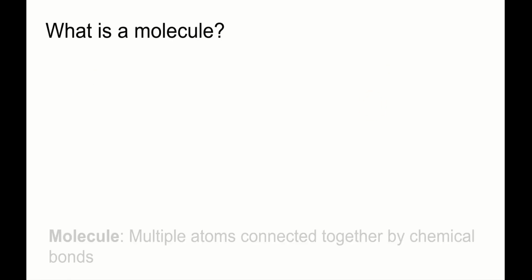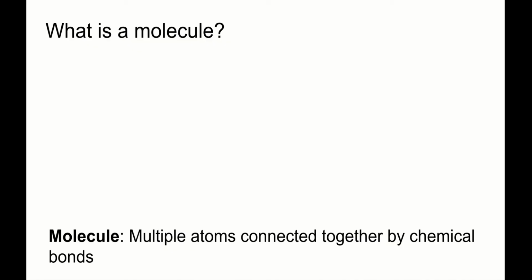So let's start in the obvious place by answering the question, what is a molecule? A molecule is multiple atoms connected together by chemical bonds. Here's an example of a small molecule. Each circle represents an atom. So I've got 3 atoms here, 2 H atoms, those are hydrogens, 1 O atom, that's an oxygen.